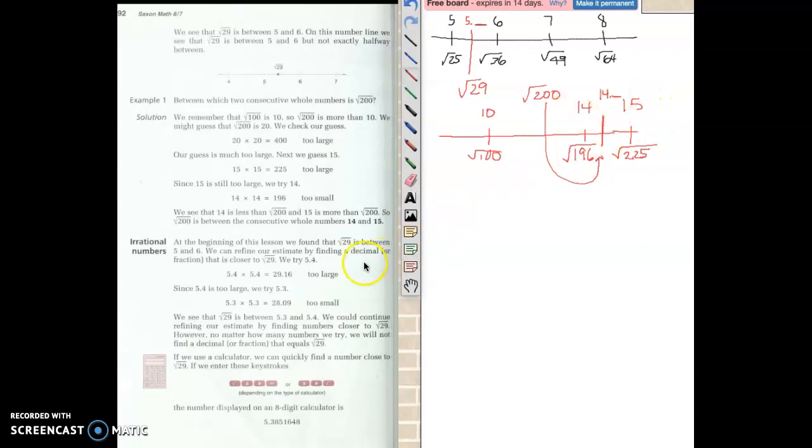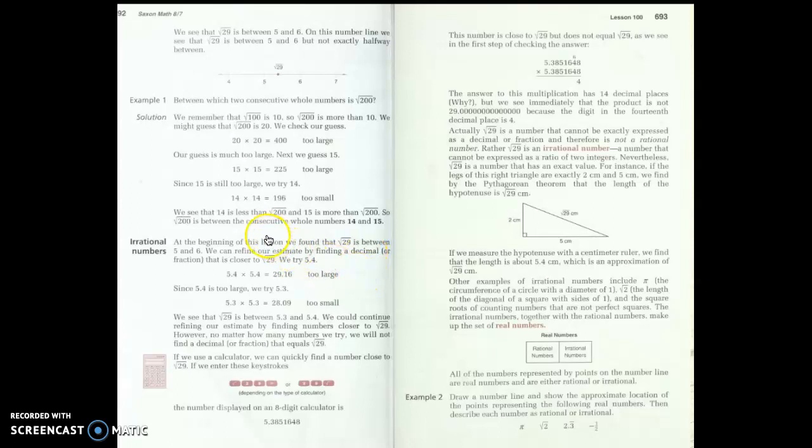So now let's go ahead and go to the next idea, which is irrational numbers. At the beginning of our lesson, we talked about the square root of 29 being between 5 and 6, the two consecutive whole integers.